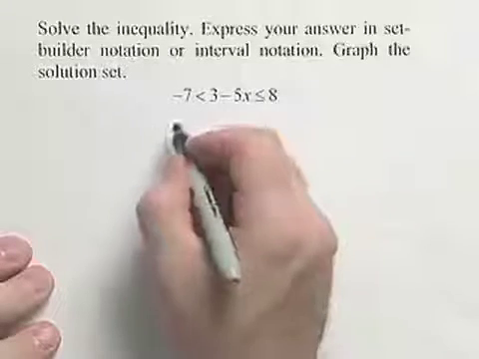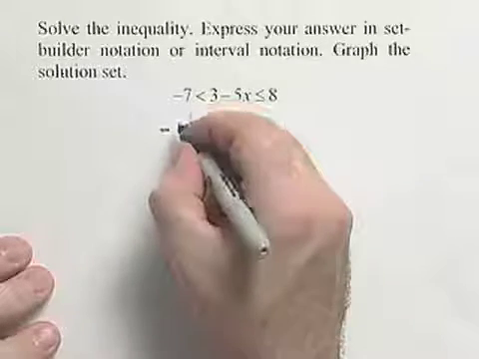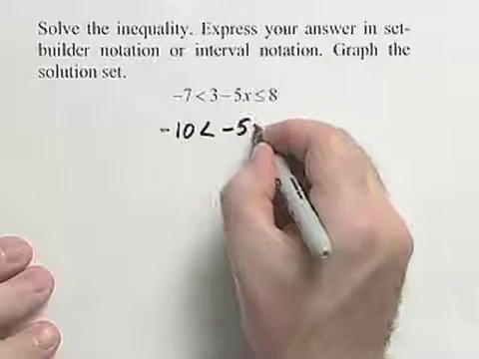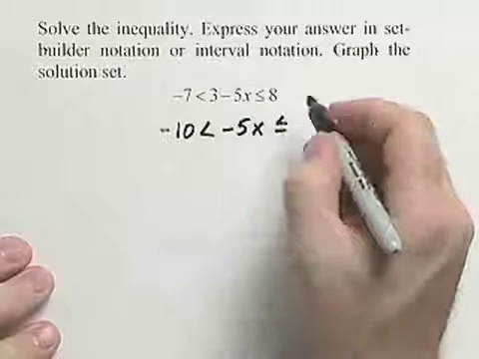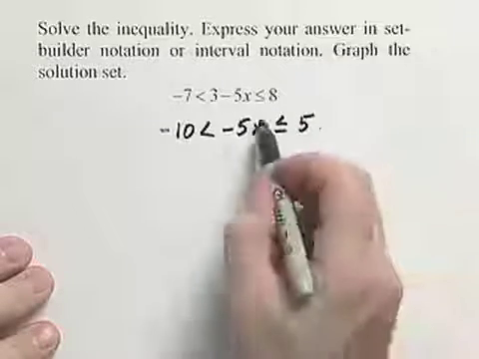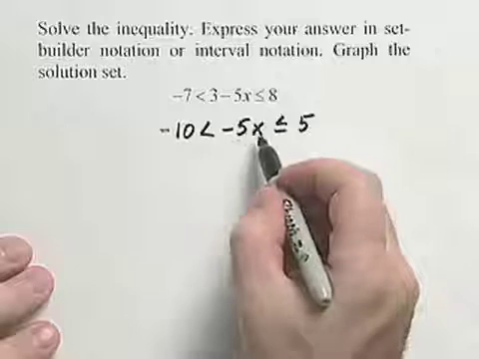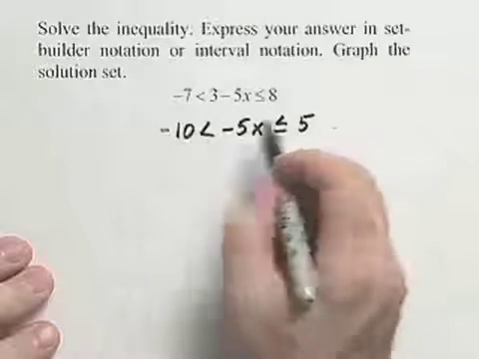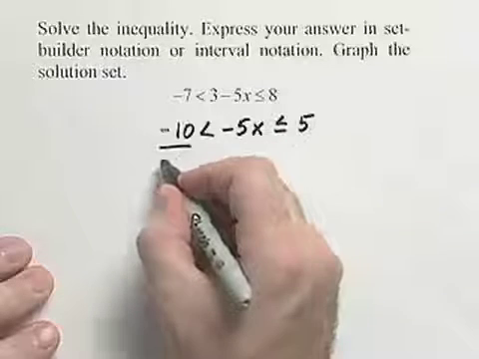So we subtract 3 from this part. Negative 7 minus 3 is negative 10. I'll have negative 5x left here in the middle. And then it's less than or equal to 8 minus 3, which is 5. So we've isolated the variable term in the middle. We want to get that x by itself. So now we're going to divide all three parts by negative 5.